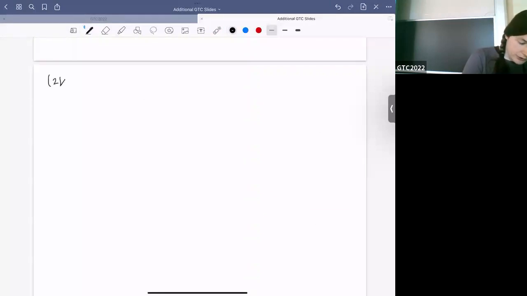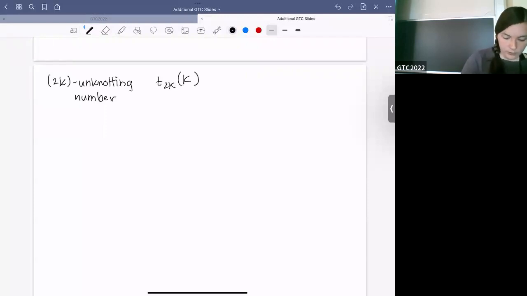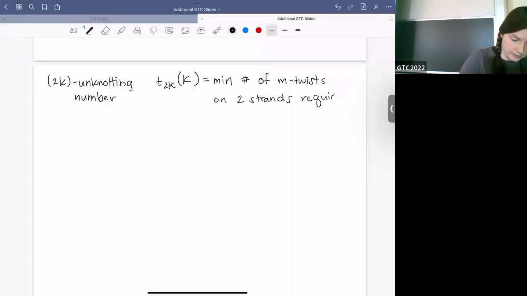I'm going to add something called the 2K unknotting number. I'm going to denote this as T sub 2K of K. And that's pretty bad notation. I'll tell you why later. So this is going to be the minimum number of n twists, meaning in any twisting region, I can twist as much as I want, on 2 strands required to unknot K.